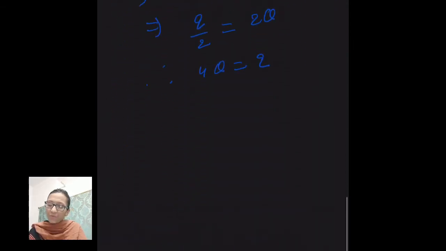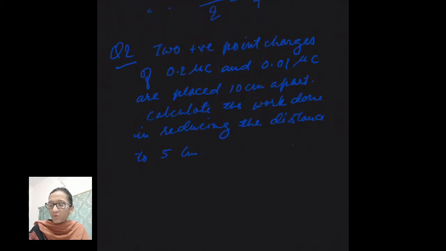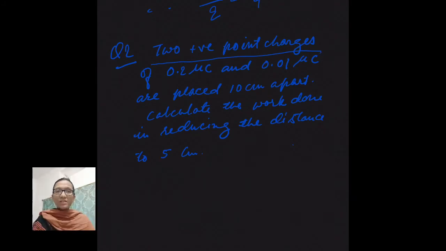And you have to find the ratio of capital Q to small q. So therefore, changing the side of this small q and 4, we get that capital Q upon small q is equal to 1 upon 4. Now next question.